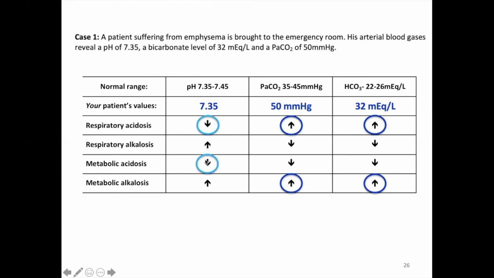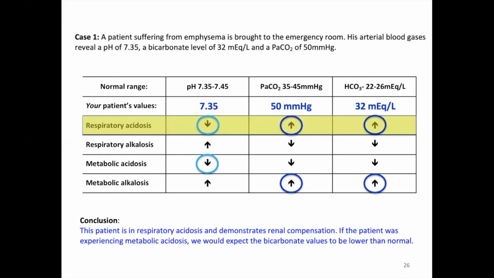I could have a low pH, but I'm not seeing the other data points come through to back that up. Or if I had other data points that show me these levels are elevated, my pH would be elevated, but when I look at my value, that's just not the case. So what this tells me is that, in fact, this patient is in respiratory acidosis. My conclusion is that the patient's in respiratory acidosis and is demonstrating some renal compensation.